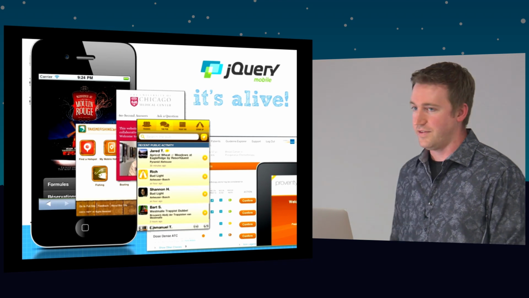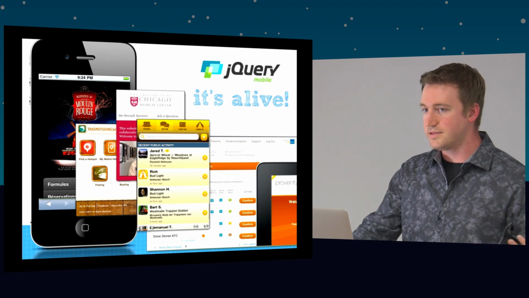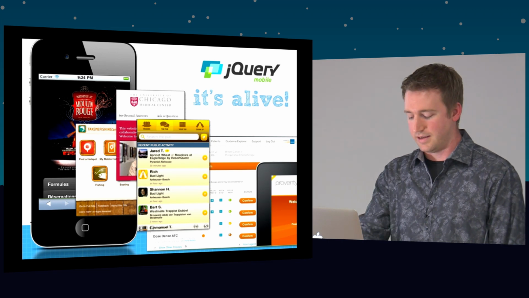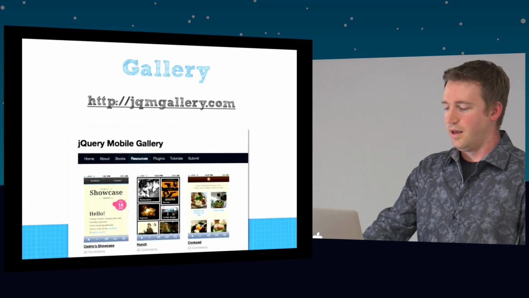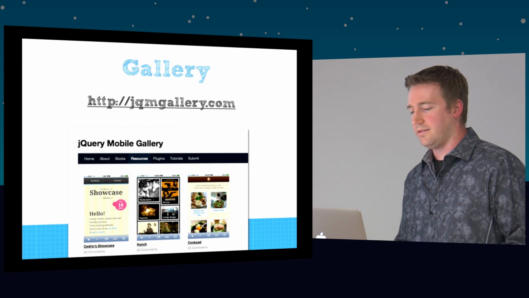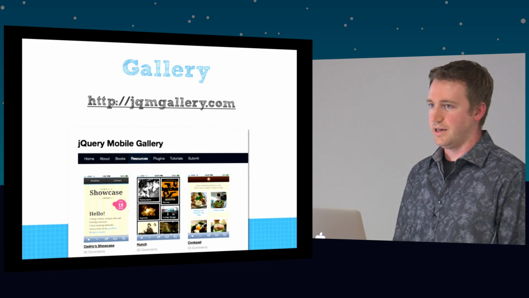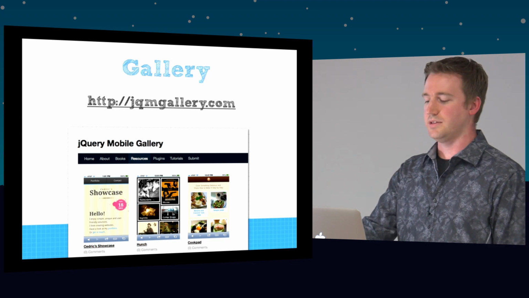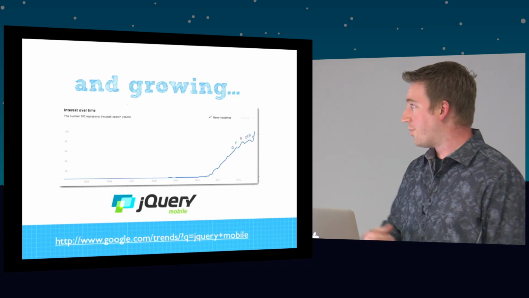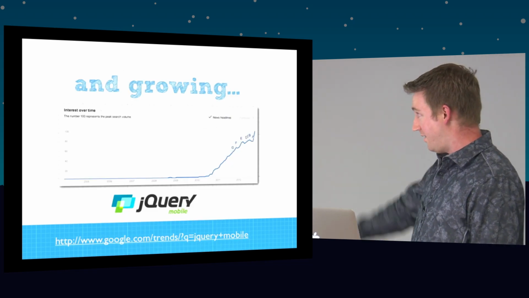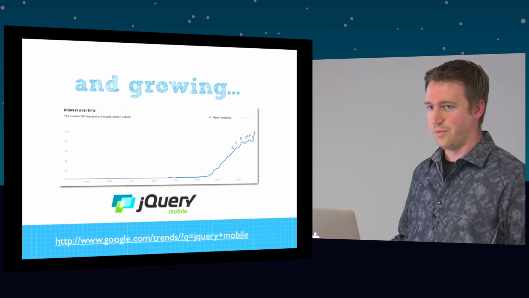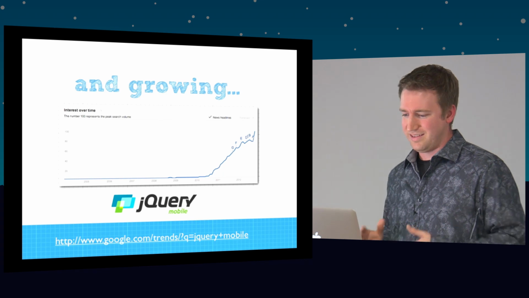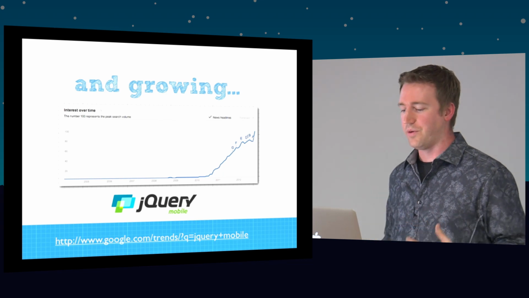The project itself is very much alive. There are tons and tons of things being released on jQuery Mobile. I see something new every day. If you want to take a look at some examples, you can go to jqmgallery.com. They continuously add different examples of people using jQuery Mobile. And the project is growing. I think jQuery Mobile 1.2 was released there, and so it just spiked up. But it's just continually growing and growing and growing.